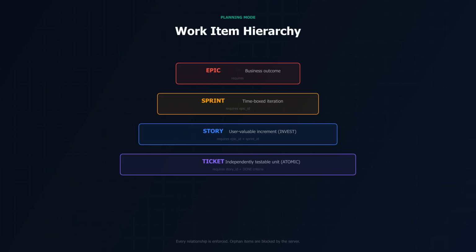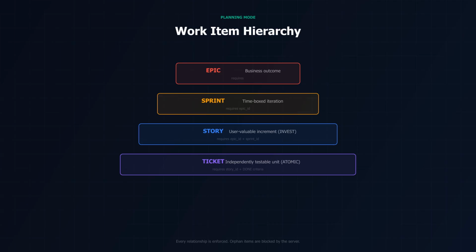I'm Architect, the principal solution architect. Once Inception is done, we transition to planning mode. This is where I design the work hierarchy. Epics at the top, representing business outcomes. Sprints underneath, time-boxed iterations. Stories inside sprints, each one independently valuable, following the INVEST criteria. And tickets inside stories, each one independently testable, following the atomic pattern.